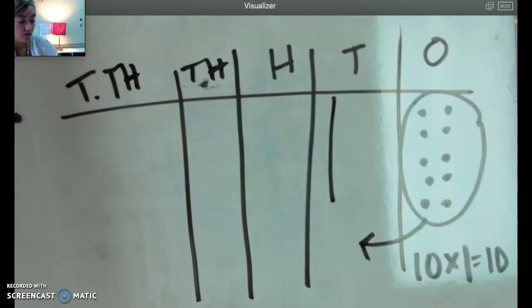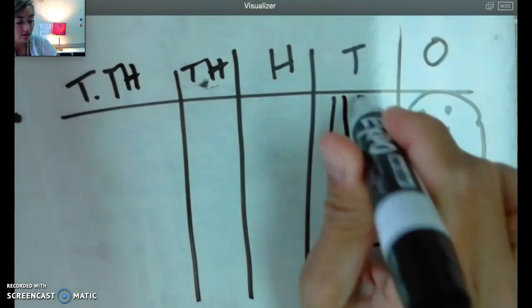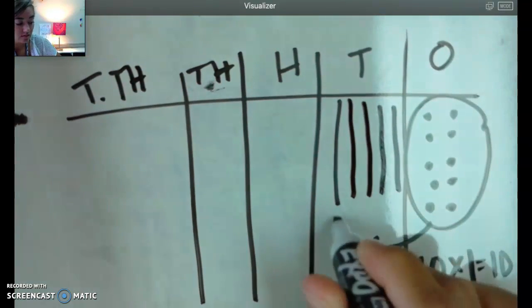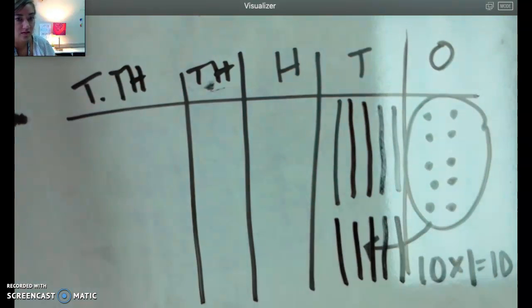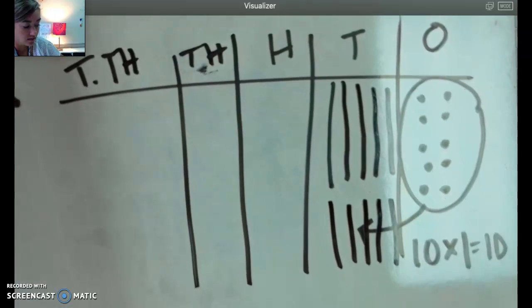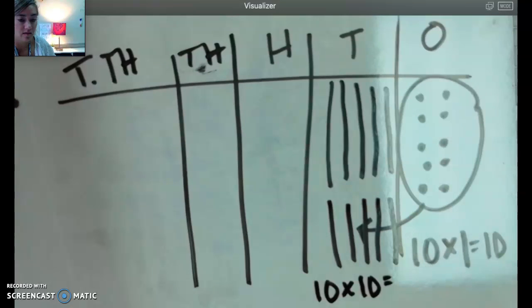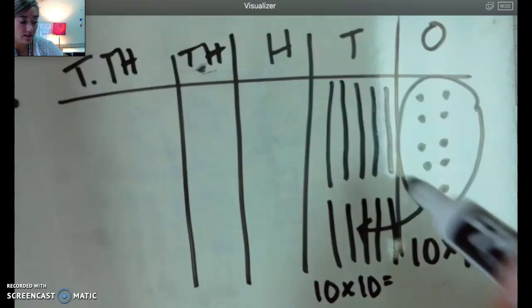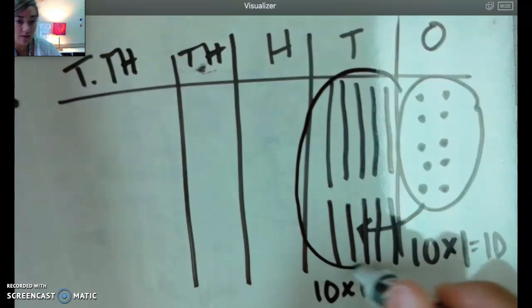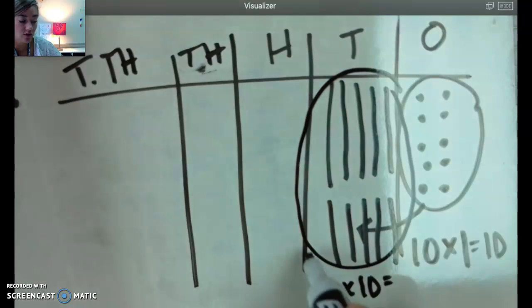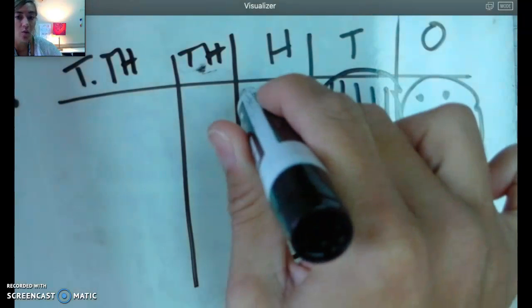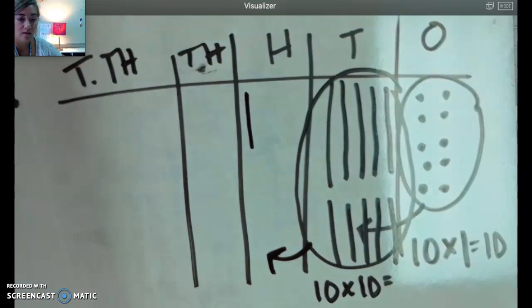Same with if you had 10 tens, 10 times 10 equals what? What would you do with these 10 tens? You would grab them and move them over in the place value chart to the hundreds place. 10 tens is the same as 1 hundred. So 10 times 10 is 100.